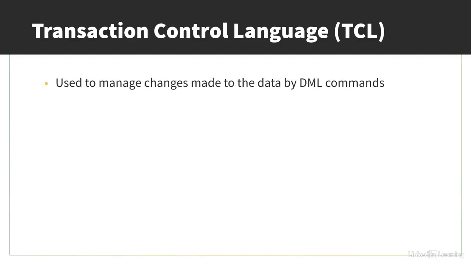And the 5th category, transaction control language, or TCL, are commands that give the user the ability to manage changes made to the data by DML commands. TCL commands include commit, rollback, and save point.